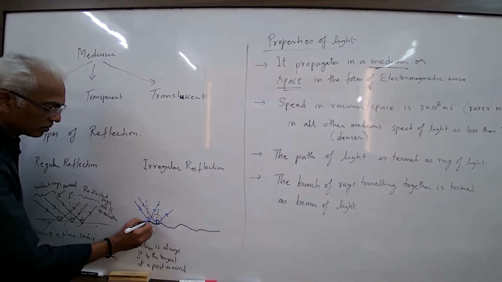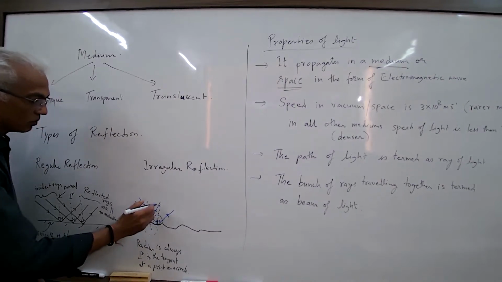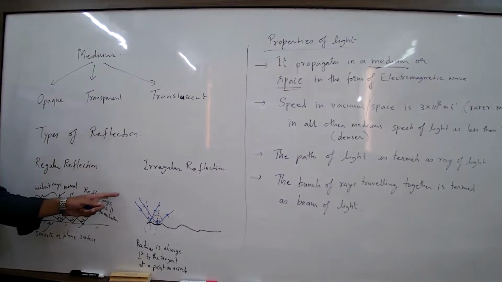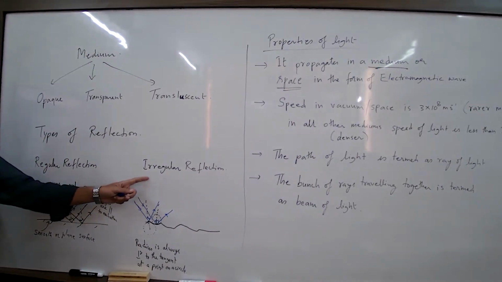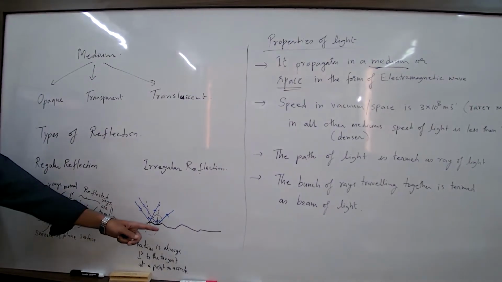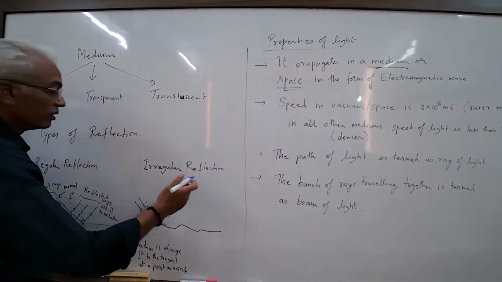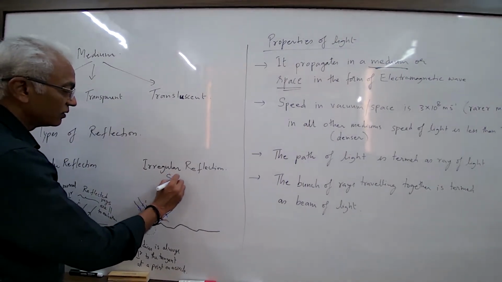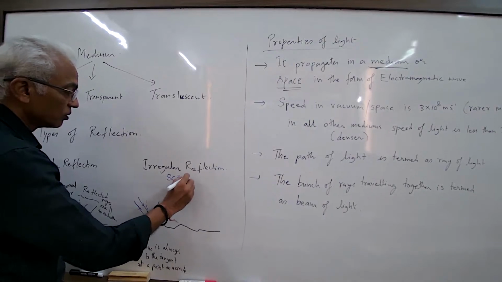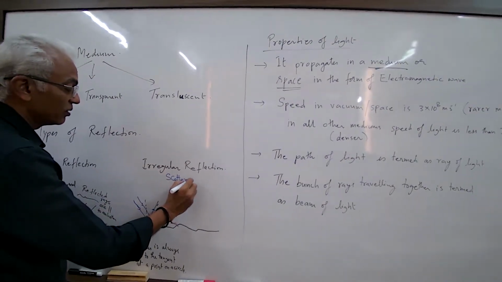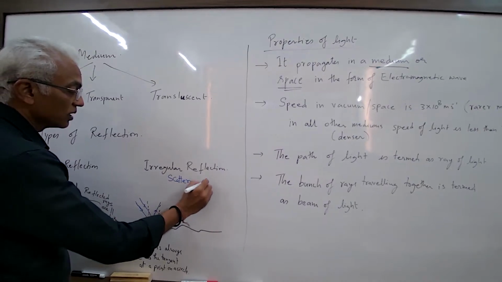Although this and this are equal, this and this are equal, now you see the reflected rays are not parallel to each other. So this is called irregular reflection. It takes place by an irregular or rough surface. It is also called scattering of light, because the reflected light rays are scattered in all directions.